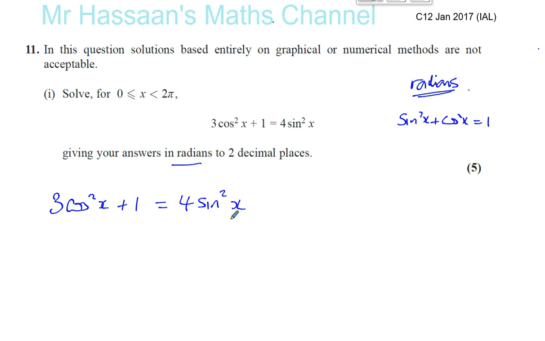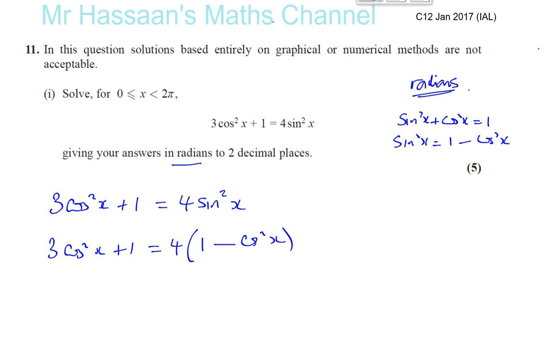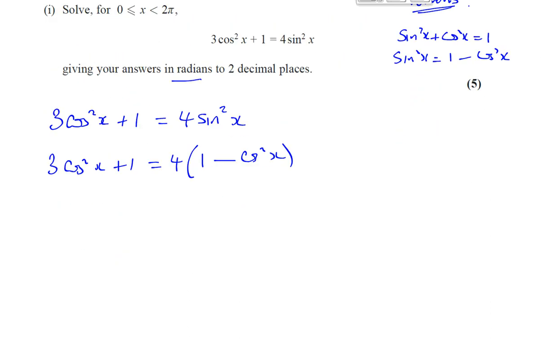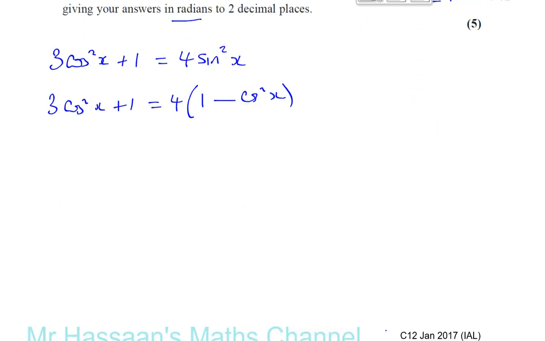Let me just make the sine squared into cosine squared. So we know that sine squared x is 1 minus cosine squared x. So we can say 3 times cosine squared x plus 1 equals 4 times 1 minus cosine squared x. Now we can expand the bracket: 3 cosine squared x plus 1 equals 4 minus 4 cosine squared x.